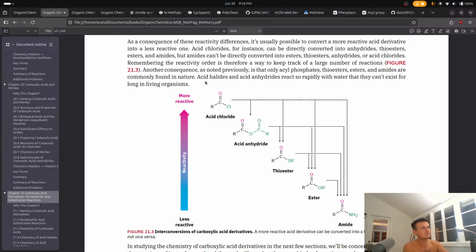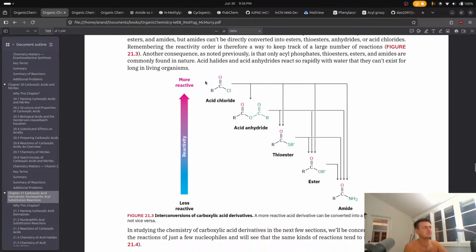Another consequence previously noted is that only acyl phosphates, thioesters, esters, and amides are commonly found in nature. Acid halides and acid anhydrides react so rapidly with water they can't exist for long in living organisms.